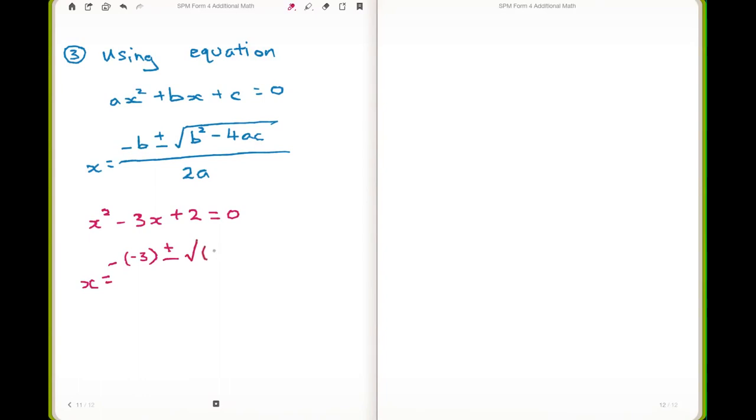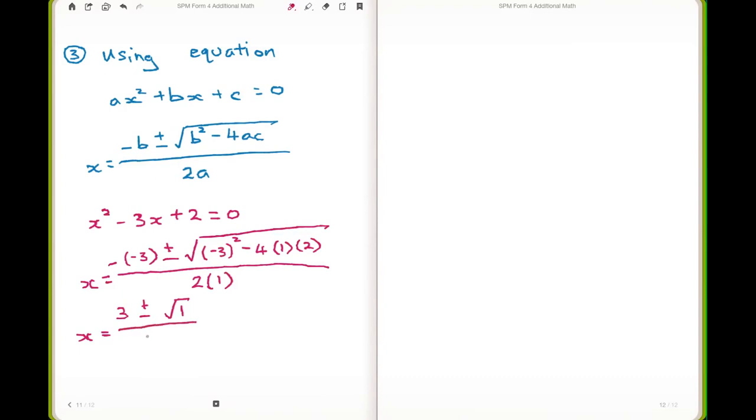Square root of b squared, which is negative 3 squared, minus 4, my a is 1, c is positive 2. Square root of the whole thing over 2a, 2 times 1. If you solve this equation, my x will be equals to 3, negative negative, I'll get 3, plus or minus square root, negative 3 squared is 9, 9 minus 8. 9 subtract 8 is 1, square root of 1 is 1. So that will be 3 plus or minus 1 over 2.